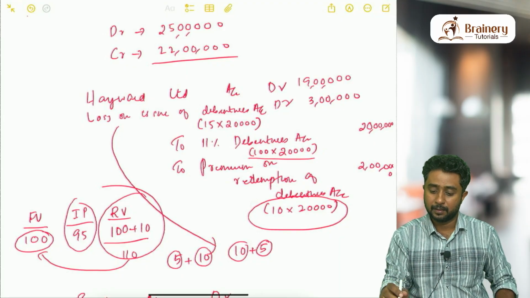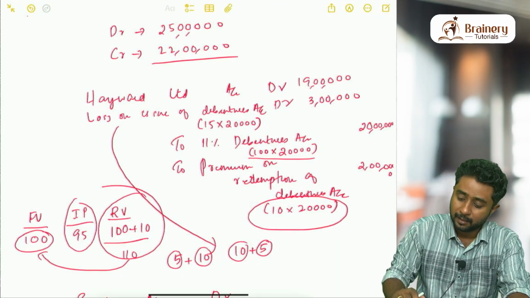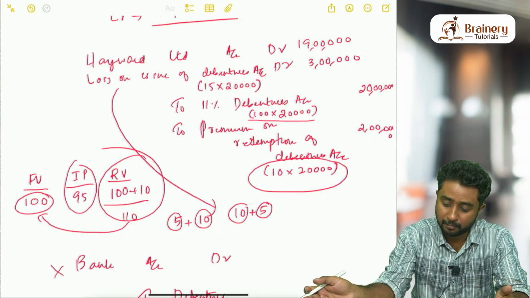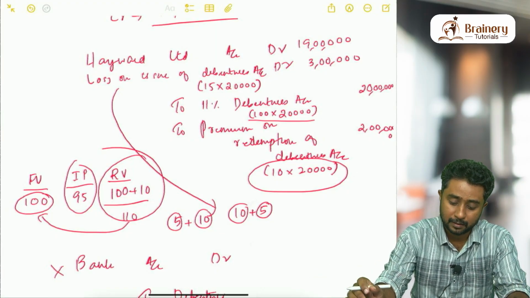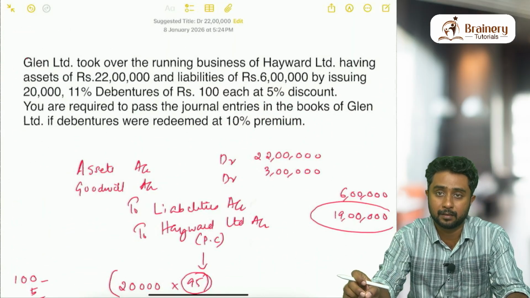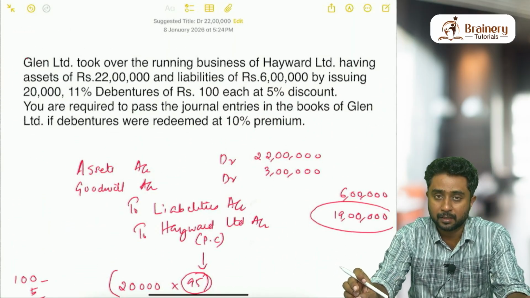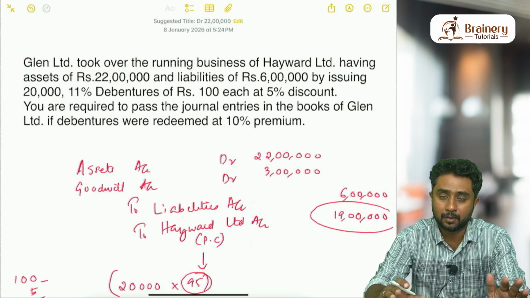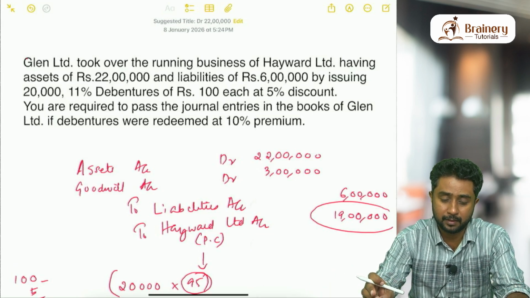Okay, so these are the values that you have to take in this case. So 19 lakhs, 3 lakhs, 20 lakhs and 2 lakhs. This is how you have to do the case. Again, to explain, this is a case of combination of debentures issued for consideration other than cash. So normally along with the normal entries you should remember, first we are purchasing the business.